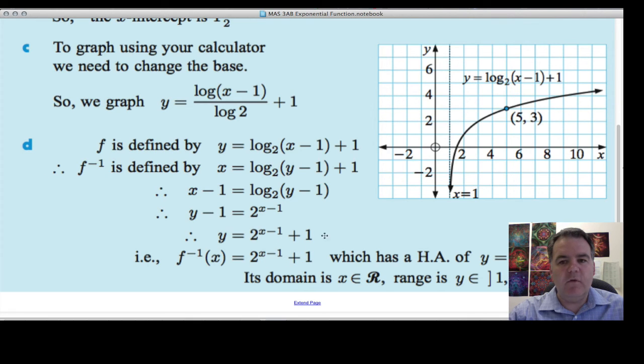Now if you drew that inverse function, you'd see it would just be a reflection in the line y equals x, this one here. And that's your last thing. It's just to have a draw of this function, the original function, and this one here just to confirm that fact.